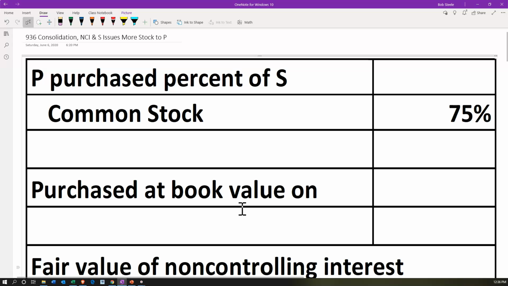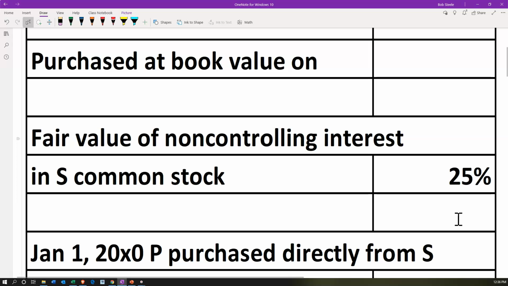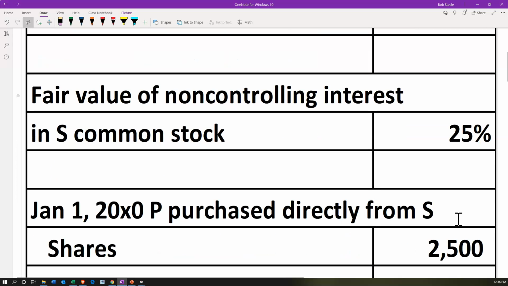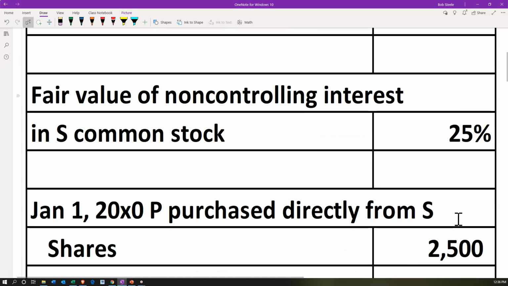So we have the parent, P. The parent purchases a percent of S, the subsidiary common stock. The amount of the purchase was 75%, so P, parent, originally has 75% interest in S. Purchased at book value, that means we don't have any differential. Fair value, non-controlling interest in S is 25% at that point, so we have the breakout 75-25, that's our starting point.